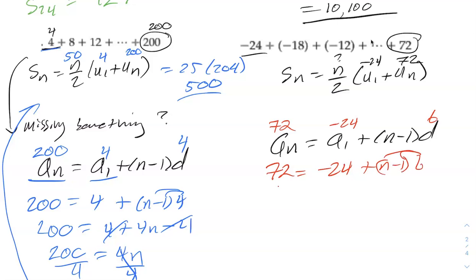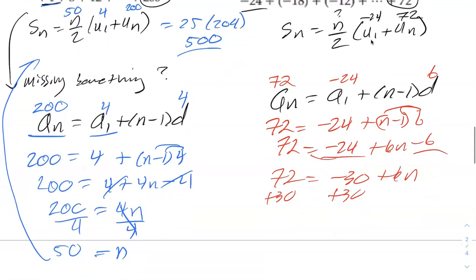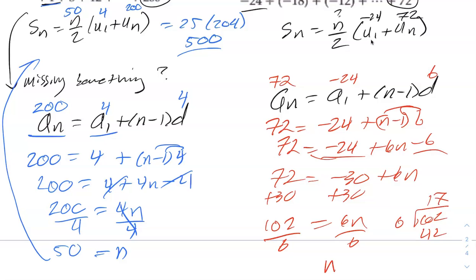Simplify. I can add these up. 72 equals negative 30 plus 6n. Add 30 to both sides, 102 equals 6n. Divide by 6. 102 divided by 6 is 17. So n equals 17.